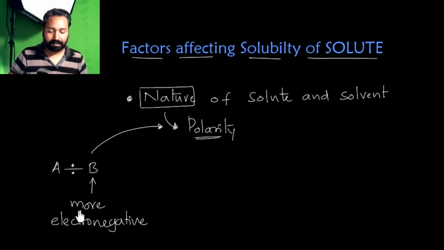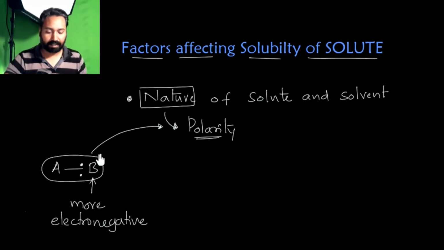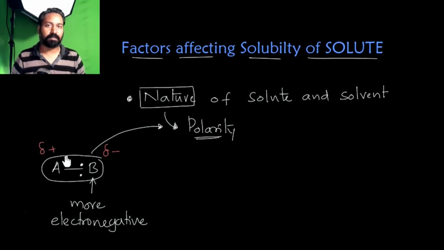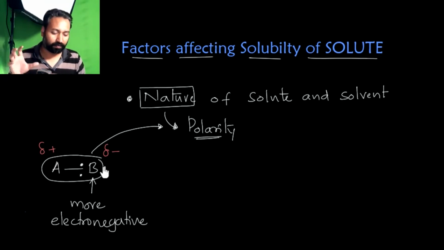But because B is more electronegative, these electrons reside near B. In this molecule, the electron density is more at B and less at A. Therefore, a small negative charge is created at B, and a small positive charge at A. There is a separation of fractional charges, known as poles, and that is known as polarity in the molecule.